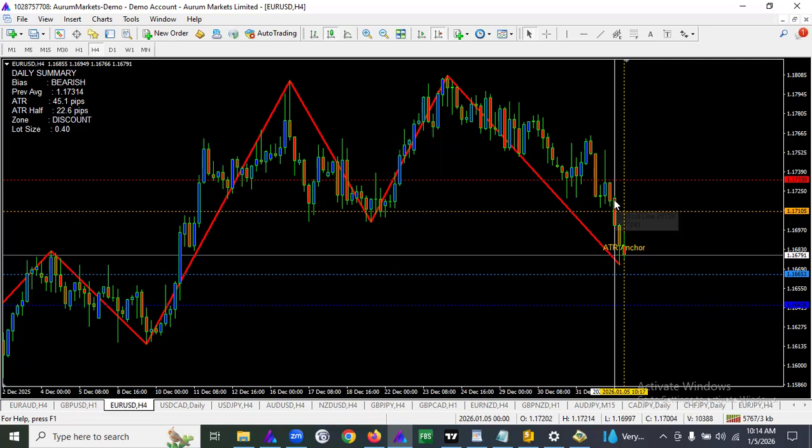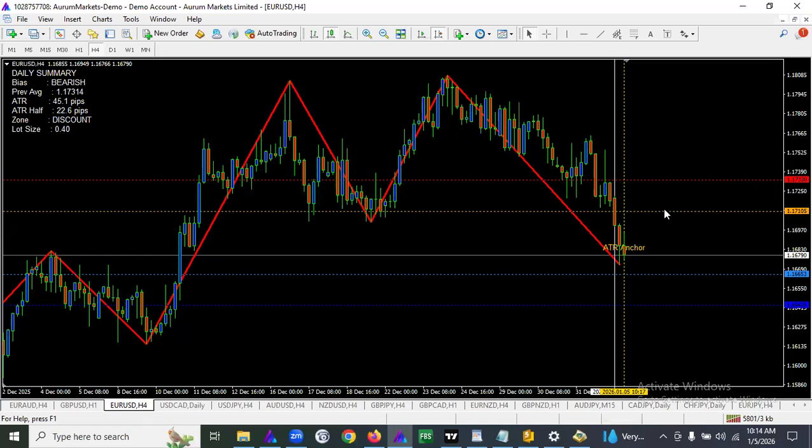Now, as you can see on the chart, the market has been bearish since it opened. So for you to take a sell trade, you need to wait for price to do a pullback. You need the price to pull back up by between 22.6 pips and 45.1 pips. This should happen in London or New York session.